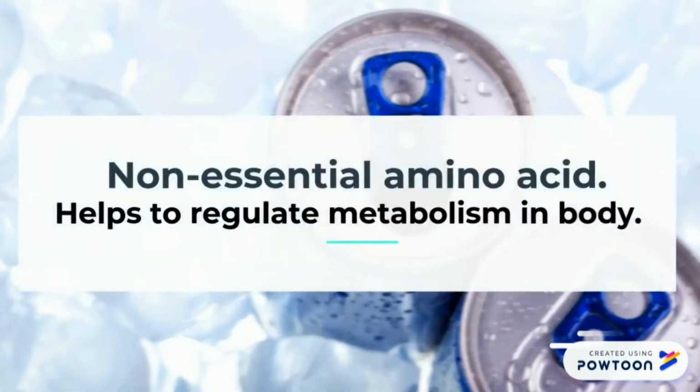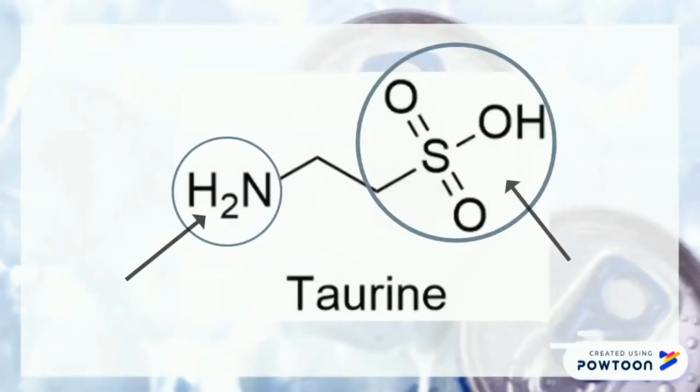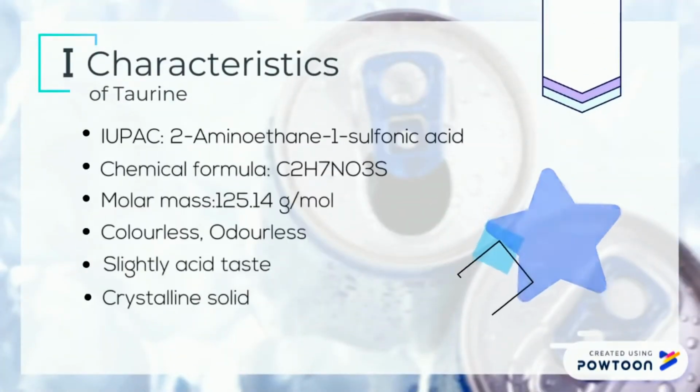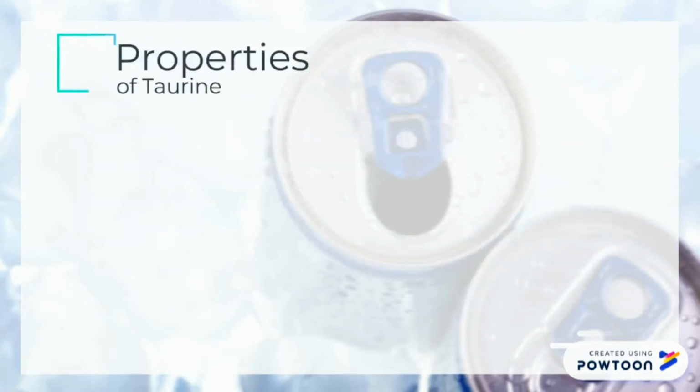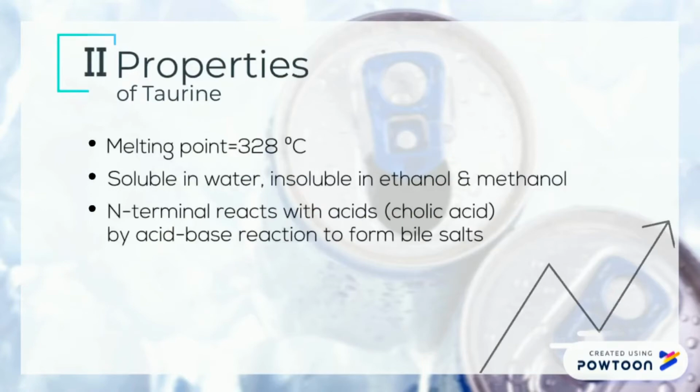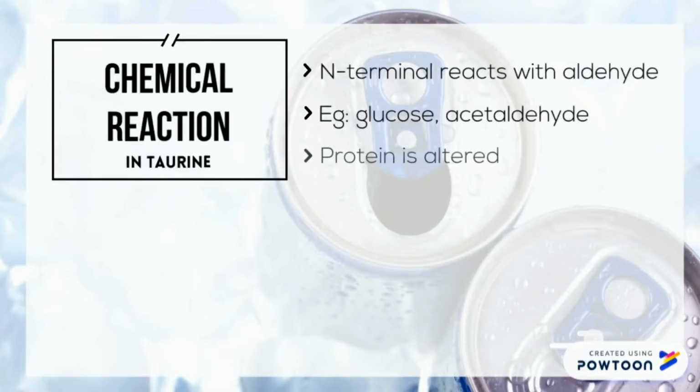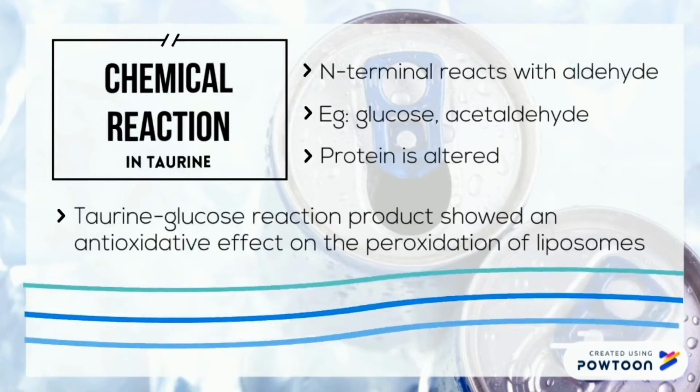As a non-essential amino acid, taurine helps to regulate metabolism in our body. In a taurine compound, there is one amine group and one sulfonic acid group. Below are some general characteristics and properties of taurine. On the other hand, taurine is able to react with aldehydes such as glucose or acetaldehyde to give an oxidative effect.